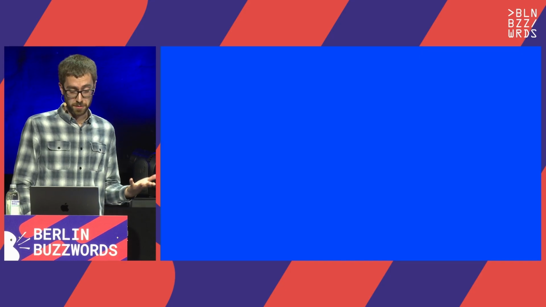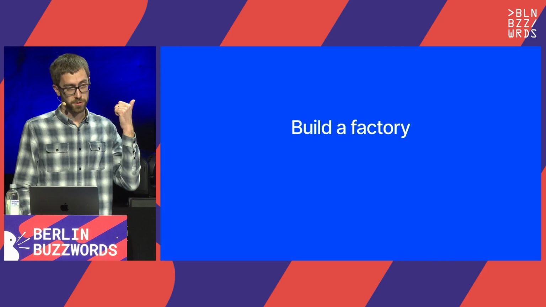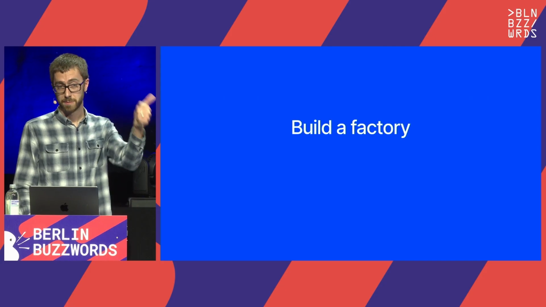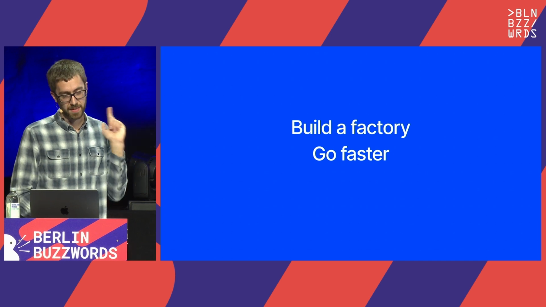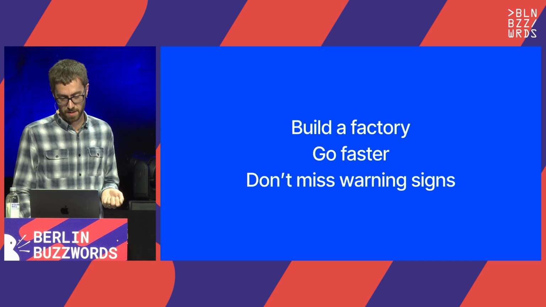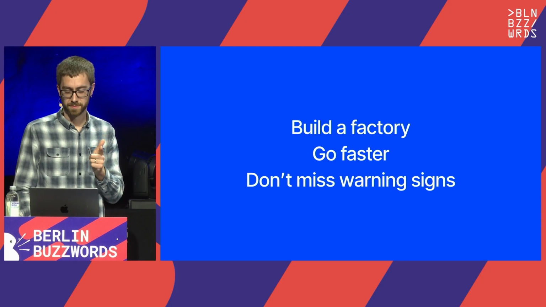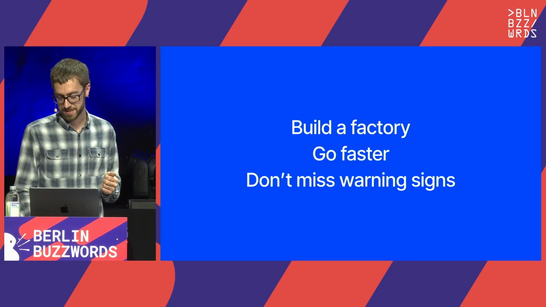So in conclusion, on scaling, if you want lots of classifiers, you need to build a factory. Pipelines can go faster as they're iterated on. Don't miss warning signs. Make it hard to embarrass yourself.